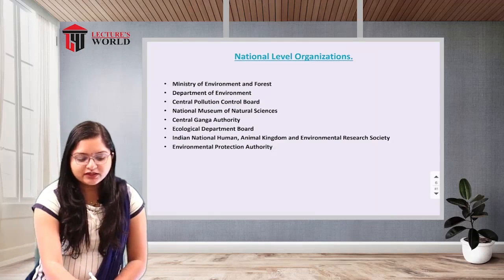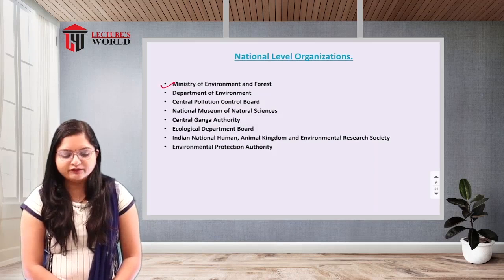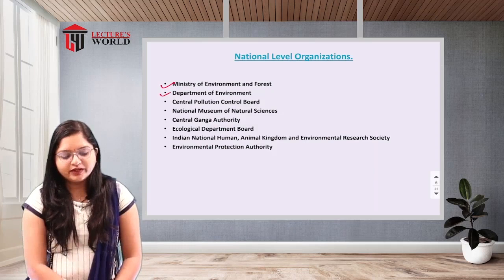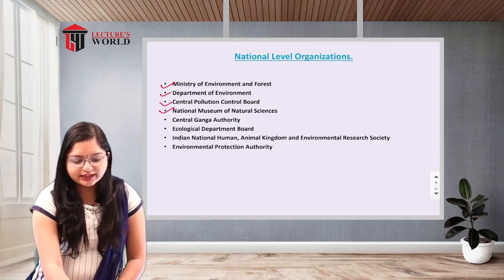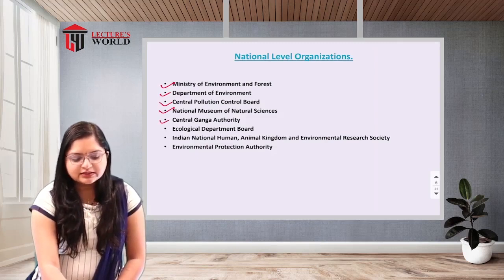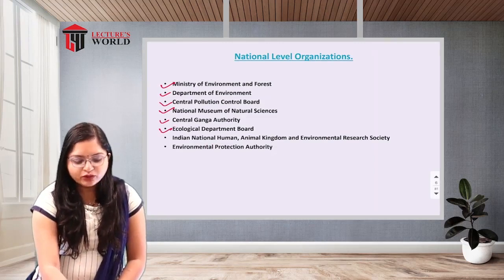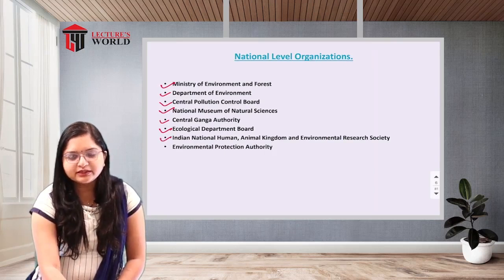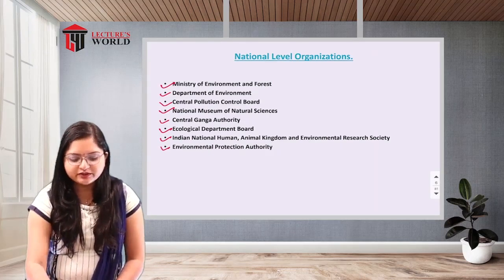The first national level organization is the Ministry of Environment and Forest. The second is the Department of Environment. Third is the Central Pollution Control Board. Fourth is the National Museum of Natural Sciences. Fifth is the Central Ganga Authority. Sixth, the Ecological Development Board. Seventh, the Indian National Human Animal Kingdom and Environmental Research Society. And eighth, the Environmental Protection Authority. We'll see them one by one.